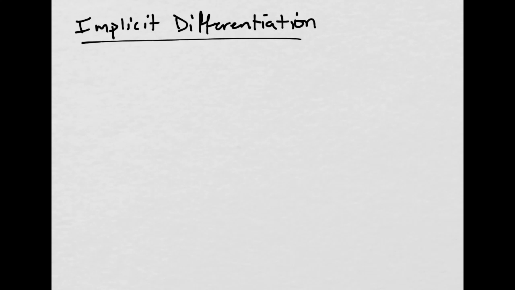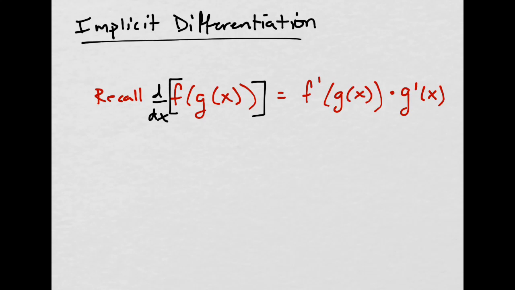Implicit differentiation is just an application of the chain rule. So, what is the chain rule? The chain rule is used when you have a composition of functions, a function inside a function. So it would be the derivative of the outside with the inside the same, times the derivative of the inside.